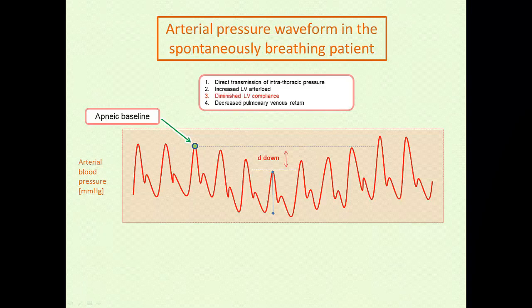This latter number 4, decreased pulmonary venous return, tends to be less of an effect because, as we've mentioned, as you inspire and you increase your transpulmonary pressure, you tend to squeeze blood out of the lungs into the pulmonary veins and towards the left ventricle. But in theory, this could be part of the physiology or augment the physiology in somebody who's profoundly hypovolemic. So, the augmentation of D down during spontaneous inspiration.